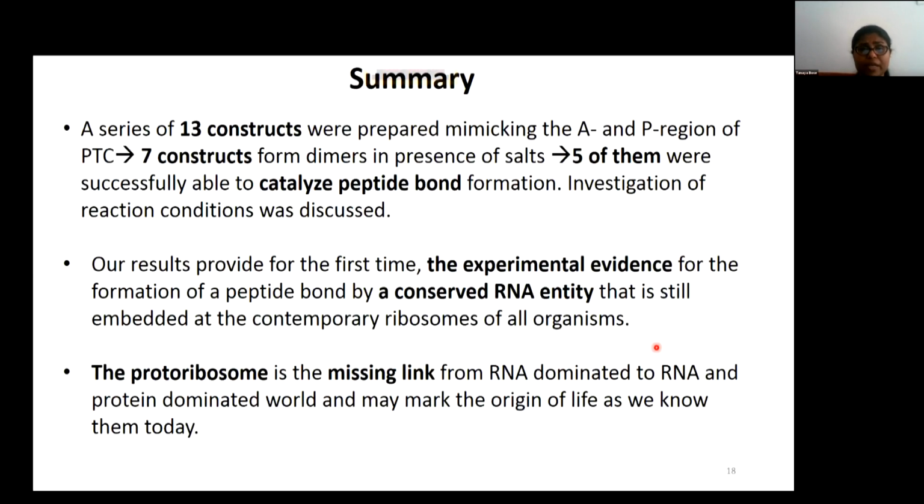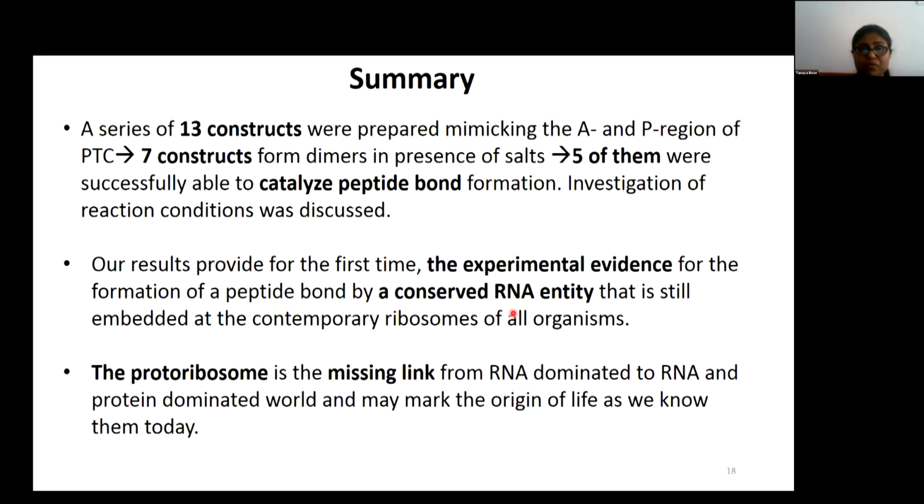A summary of the entire work: a series of 13 constructs were prepared mimicking the A and P region of the PTC. 7 constructs formed dimers in presence of salts. 5 of them were successfully able to catalyze peptide bond formation. Investigation of the reaction conditions was also discussed.